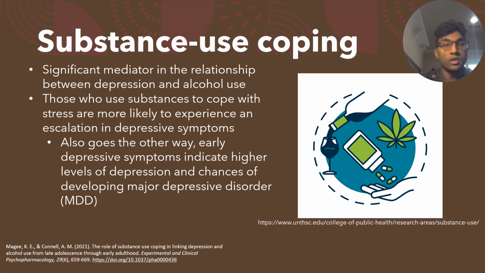The research highlights two key pathways. One, depressive symptoms lead to an increased reliance on substances to cope with stress, which exacerbates depressive symptoms over time. And two, early alcohol use predicts greater substance use coping, which subsequently increases the risk of developing depression and major depressive disorder. Overall, substance use coping is a critical factor that not only links depression and alcohol use, but also serves as a unique predictor of escalating depression across developmental transitions. And this underscores the importance of targeting coping mechanisms in prevention and intervention efforts to reduce the co-occurrence of depression and substance use.